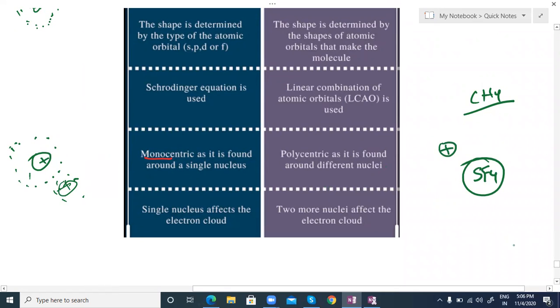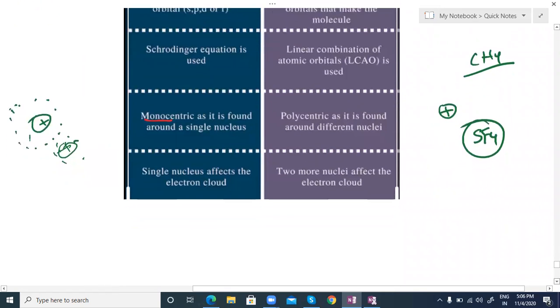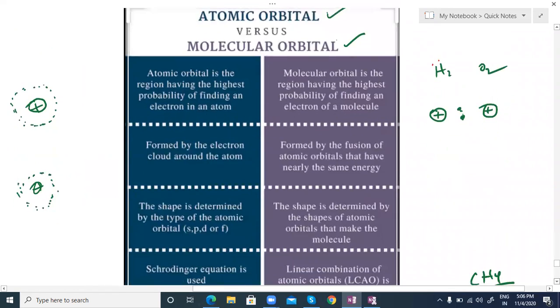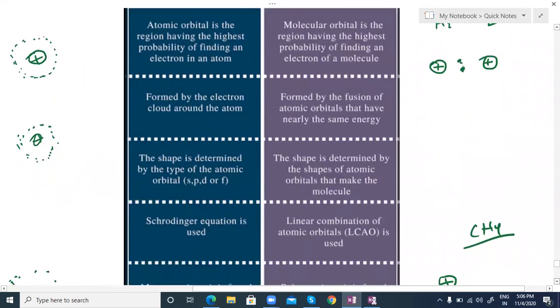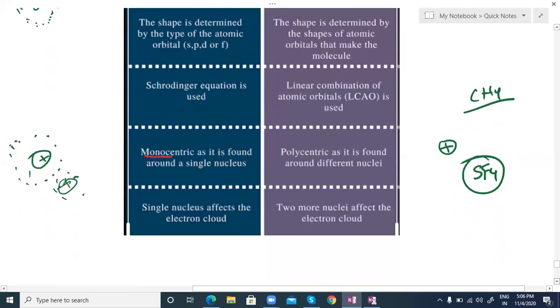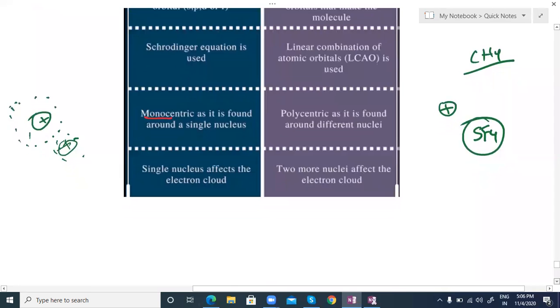One more point, from NCERT only, we are discussing. When atomic orbitals combine, they form two sets of orbitals. One is the bonding molecular orbital, the other is the anti-bonding molecular orbital. The anti-bonding molecular orbital has more energy than the bonding molecular orbital. So how many atomic orbitals participate to form molecular orbitals? That many molecular orbitals we will get. For example, if two orbitals participate, then two molecular orbitals will be formed.